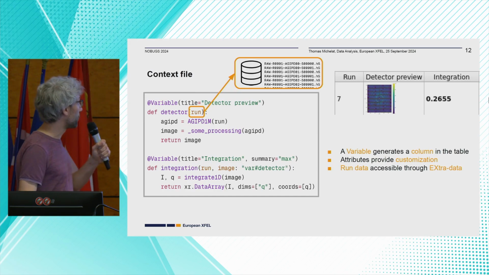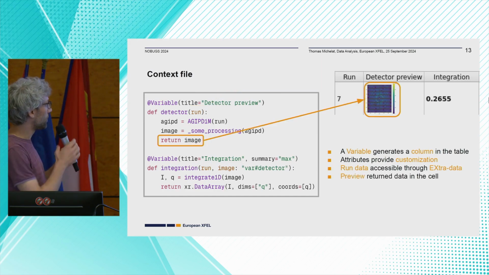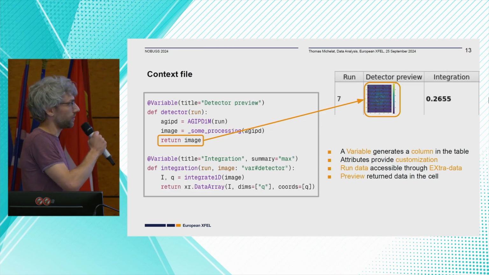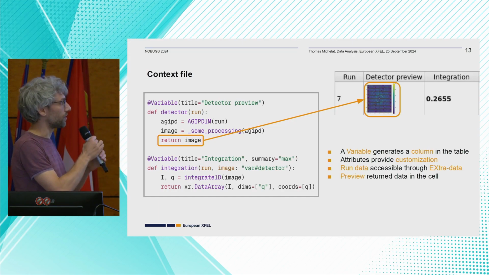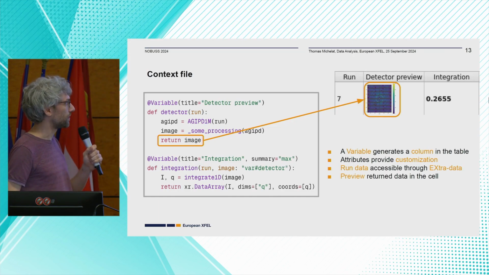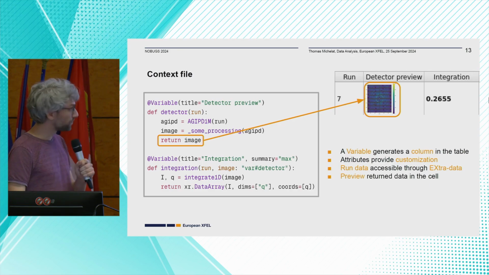Then your function does some analysis. In that case, I want to return one image of my detector, and you can see a preview in the table for that run. If you click on it, you can see the full size data and explore that.